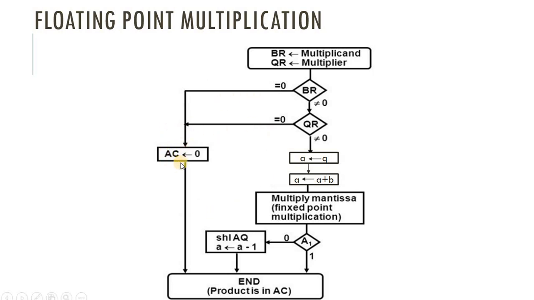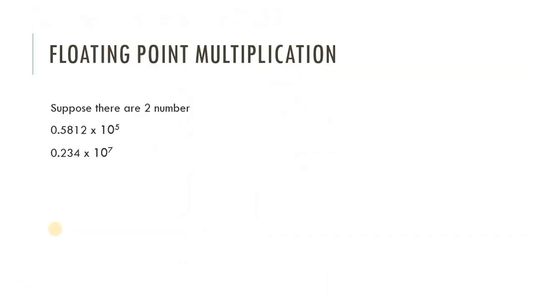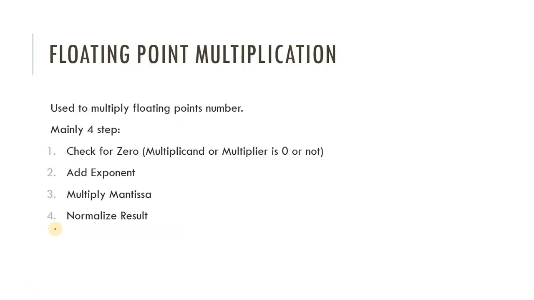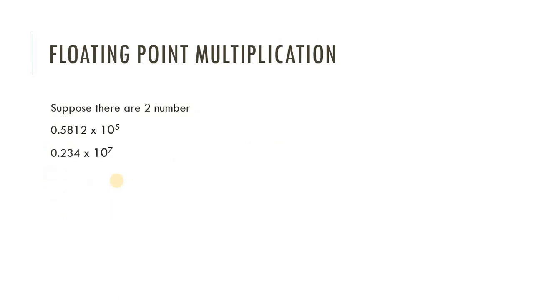So at that time also we'll put the value 0 onto the AC register and directly end the program. Okay, now if BR and QR is not 0, it means multiplicand and multiplier is not 0. At that time we have to perform the steps. So here, as per the steps in the algorithm, first we have to add the exponent.